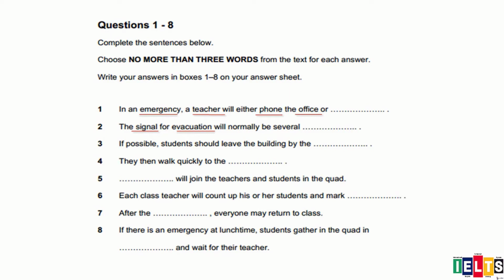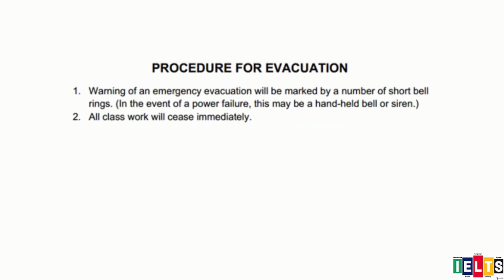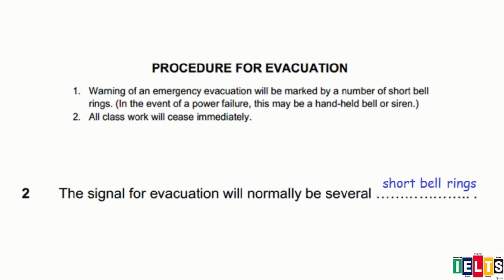A quick tip is that answer 2 should appear after answer 1 in the text, so there is probably no need to read paragraph 1 again. So if we start reading after this point, it says, Procedure for evacuation. Number 1, Warning of an emergency evacuation will be marked by a number of short bell rings. In the event of a power failure, this may be a handheld bell or siren. We can see that the missing words are short bell rings.